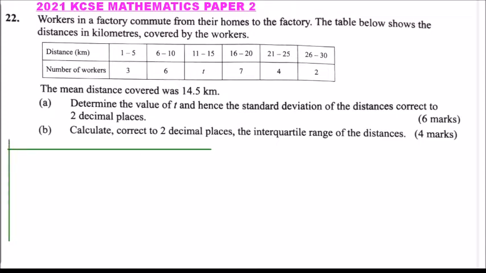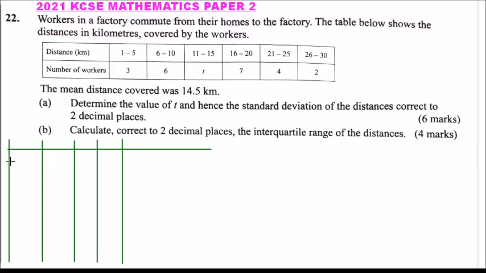So here we have the first column for the class. Then we can have midpoint. Then we can have frequency. Then we can have the product of frequency. So we can first of all work with that. So you have 1, 2, 3, 4, 5, 6, 7, 8 of them.